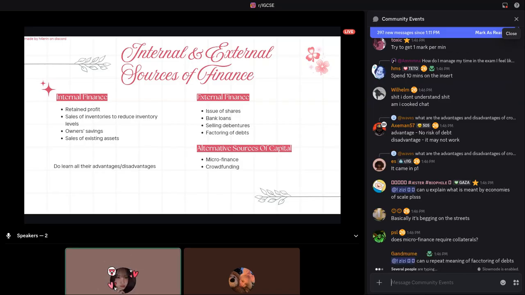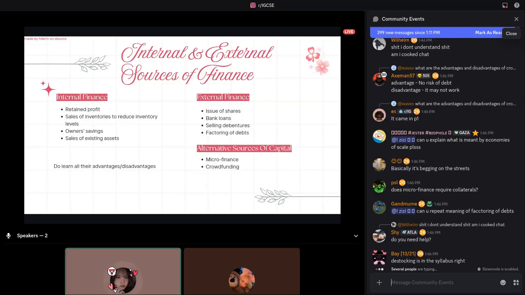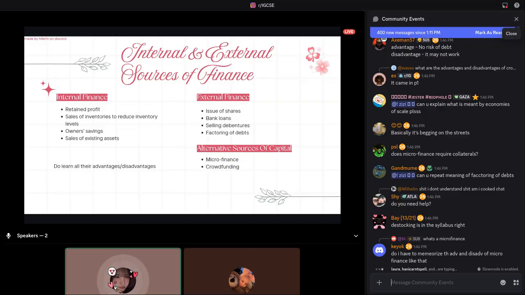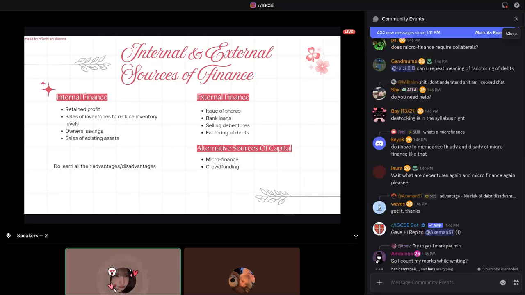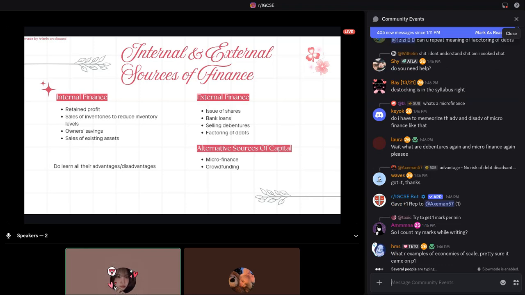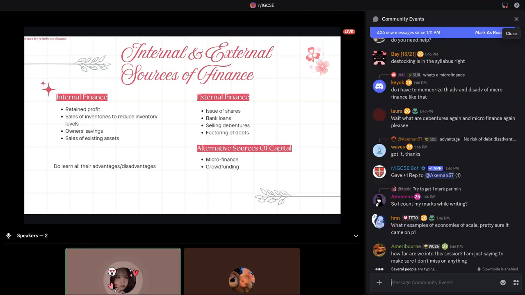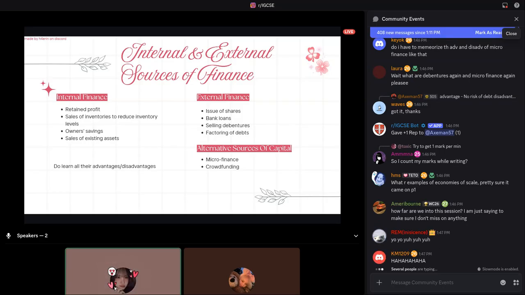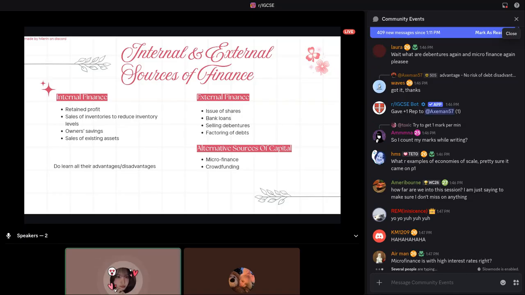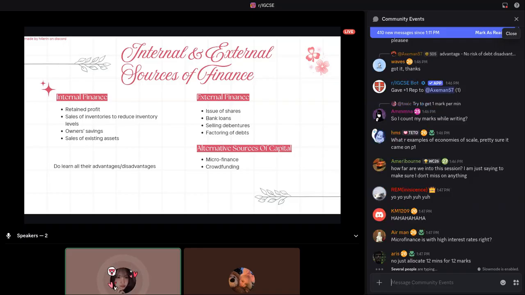Does microfinance require collaterals? No, it's usually given for free. Meaning of factoring of debts: when a business sells its invoices at a discount to a third party, which is a factoring company, in exchange for an advance of cash. No, it is not begging on the streets. Microfinance is, for example, when the government decides to give a business or an entrepreneur a small loan because they may not have access to enough funding.